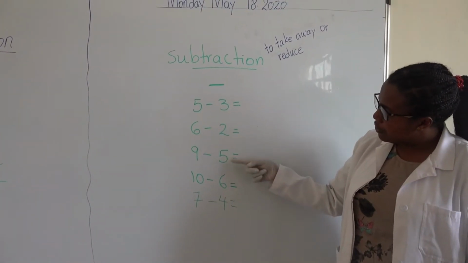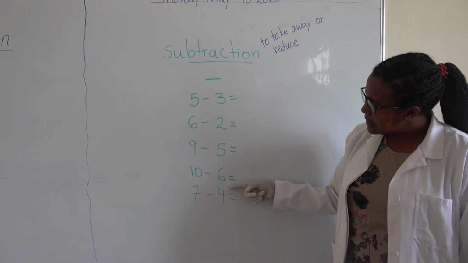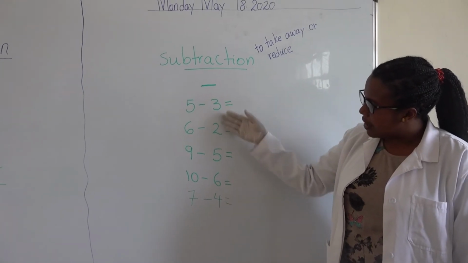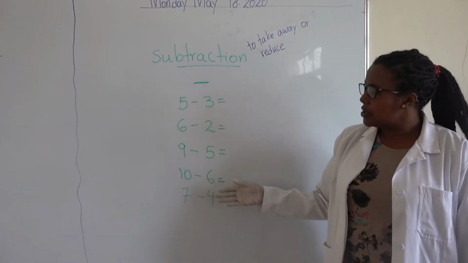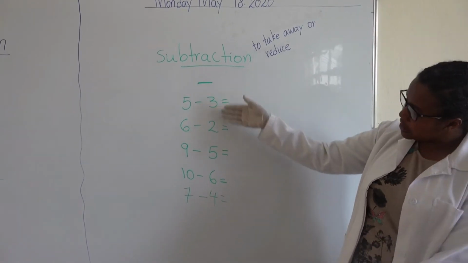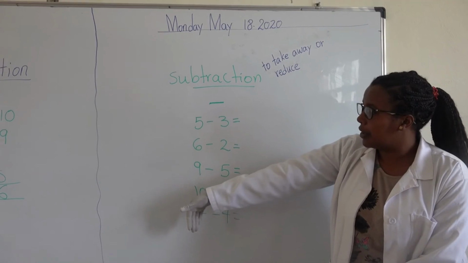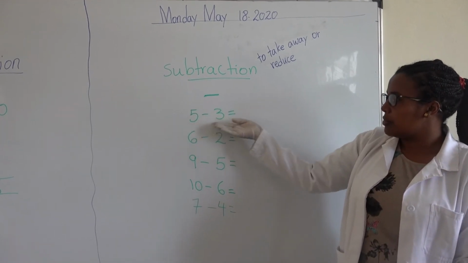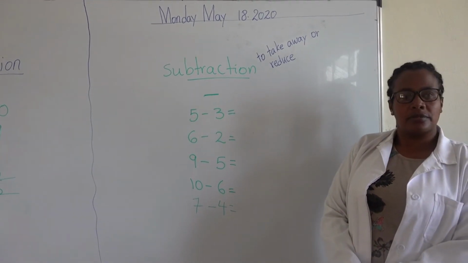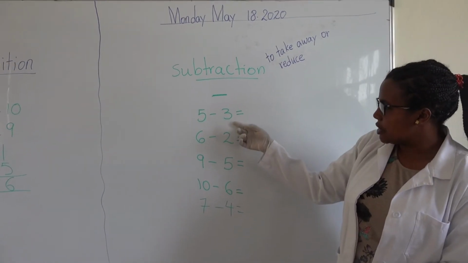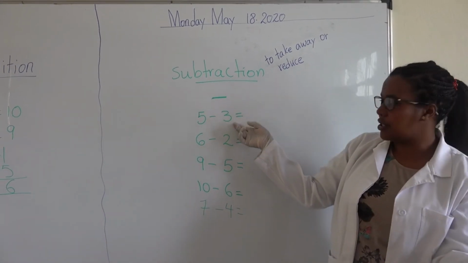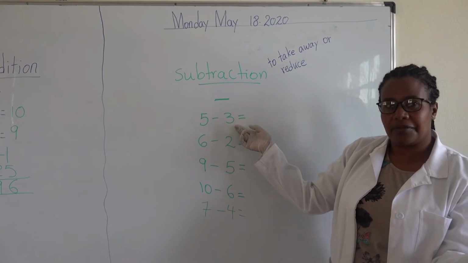3, 2, 5, 6, 4 are small numbers. So we will throw the small number and we will count up to the bigger number. Okay? Here, which one is the small number? Excellent. 3 is a small number. So let's throw 3. Are you ready?